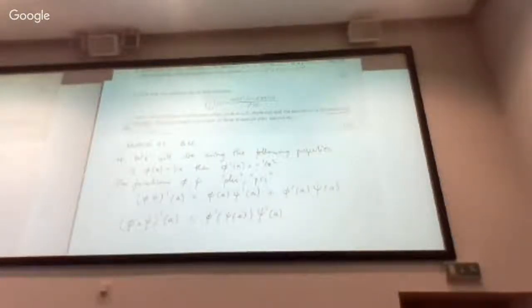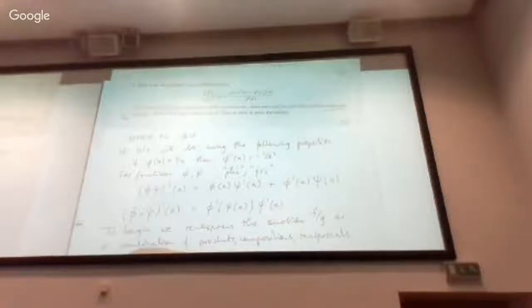So it's good to get down explicitly in front of your eyes the things we need to use. To begin, we re-express the quotient function f over g as a combination of products, compositions, and reciprocals. Just one of each, really. So f over g, for a start, is the product of f times 1 over g. That's showing how the quotient can be thought of as a product.